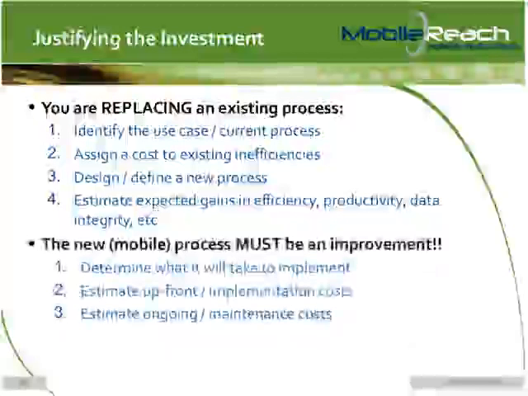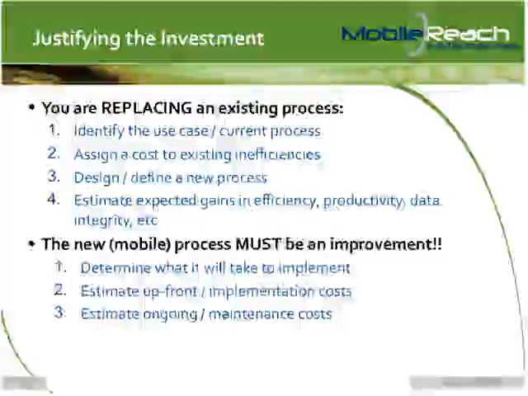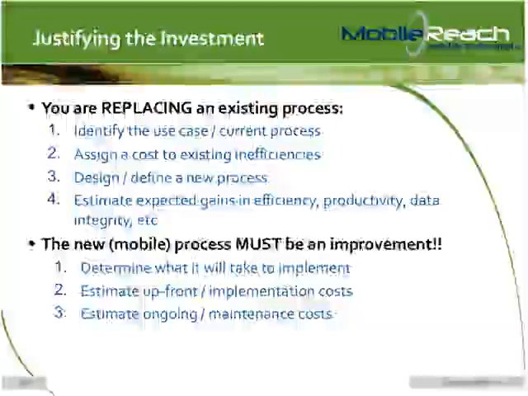And then, again, the new process must be an improvement. Just determine what it will take to implement your new process. There may be a cost to the implementation, a cost to the operation and the upkeep. You want to make sure you understand all of that. And then your ROI is simply the initial and ongoing savings minus the initial and ongoing costs that it takes to implement the solution.